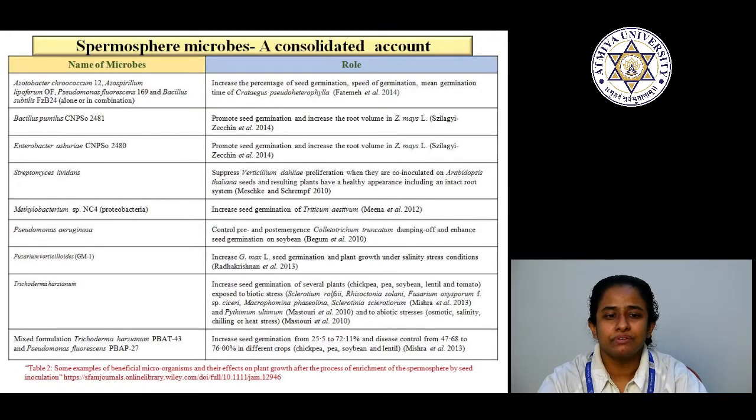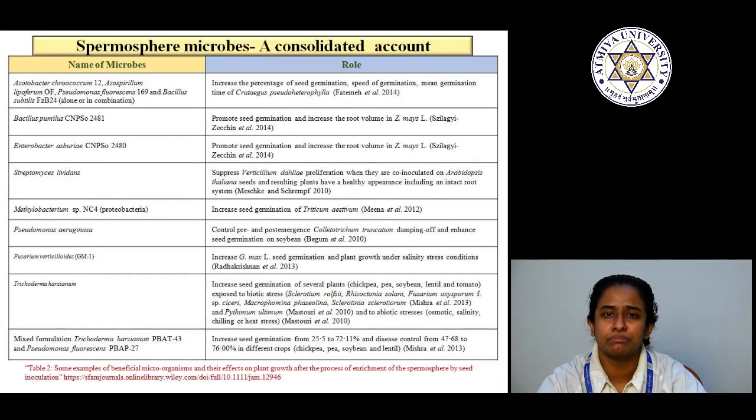Apart from that, if you see the types of microbes on your left side, starting from Azotobacter, Bacillus, Streptomyces, or among fungi, Fusarium, Trichoderma, then Methylobacterium as a Proteobacterium, and sometimes mixed populations, for example Trichoderma harzianum and Pseudomonas fluorescens, can also be found growing in this spermosphere region, and they have their individual important roles, like Azotobacter or Bacillus.